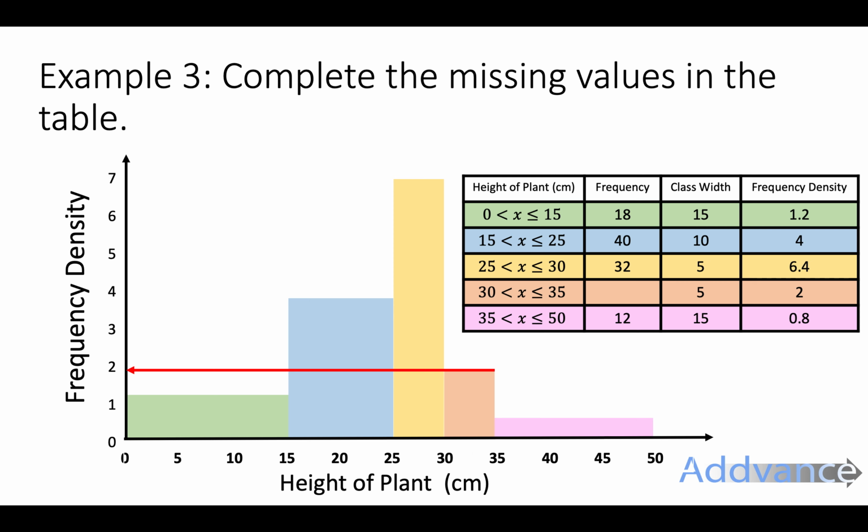Now to fill in the frequency here, we just do 5 times 2, the class width times the frequency density, like this, which is 10. And so we can fill in the table from the histogram. That's a common exam question where you're given a histogram and you have to fill in a table from that information.